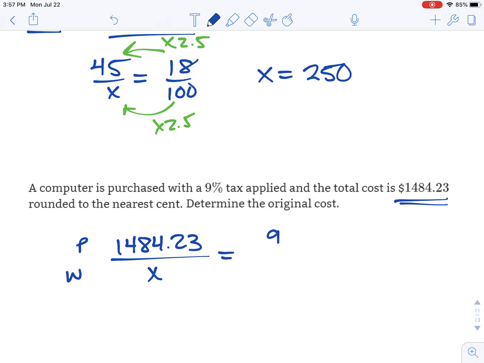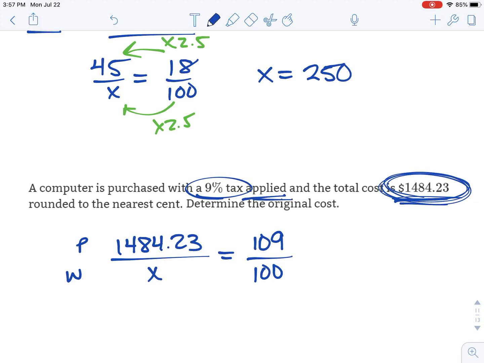And the 9% out of 100. But we've got to be careful here because it's actually 9% added on. This number here is not 9%. So we actually can't call it 9 out of 100. We've got to call it 109% since tax was added on. And now we can just solve this for x. So 109 to that number using our scale factor here.